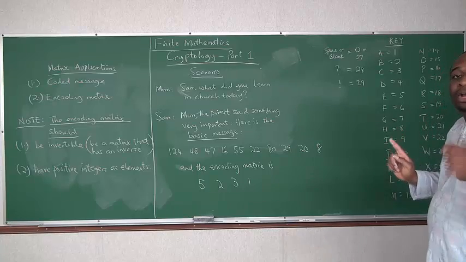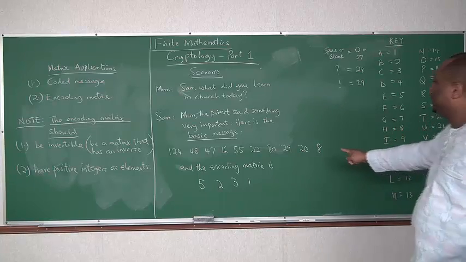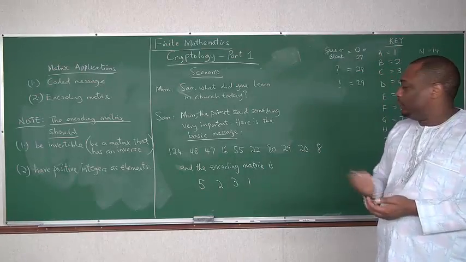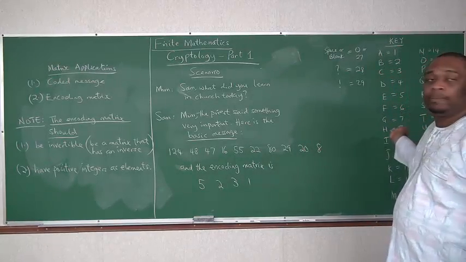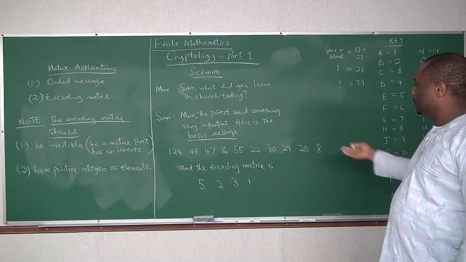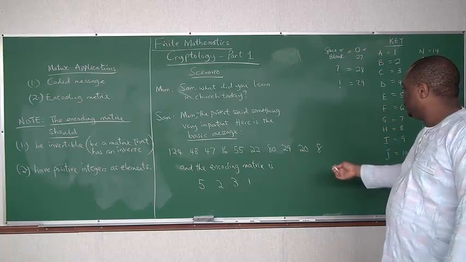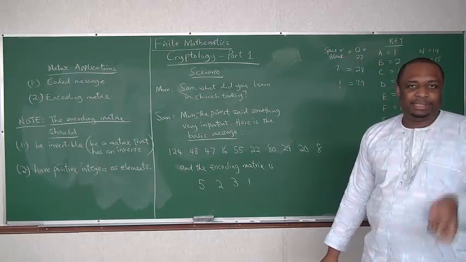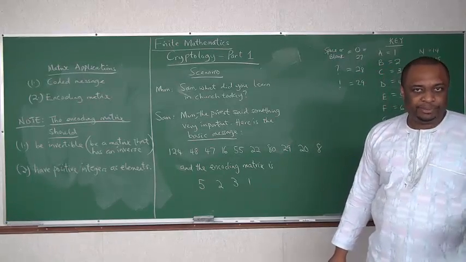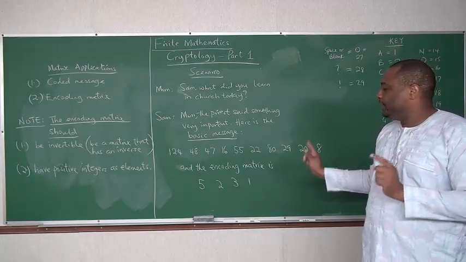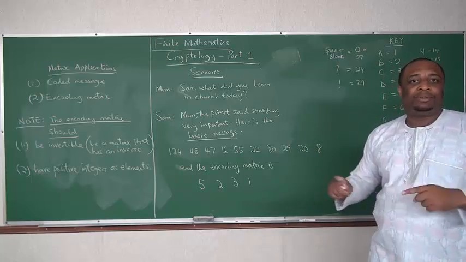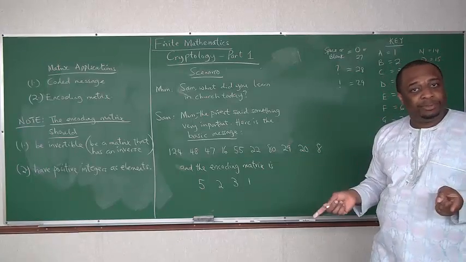Now, what we want to do is this. You look at the message. You don't know what 124 is; it is not here. So there's no 124 or 48 or 47. Because they gave you the encoding matrix, that tells you this has got something to do with matrices. Once they put the encoding matrix, that is a hint that this will have something to do with matrices.